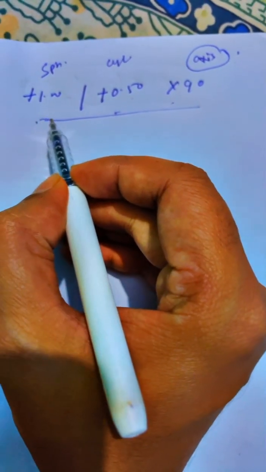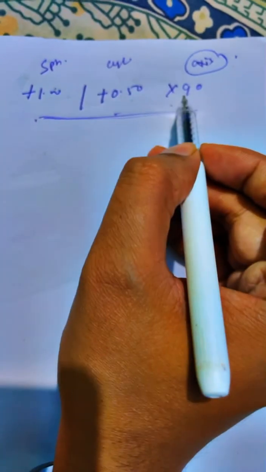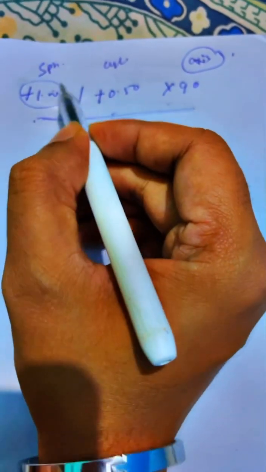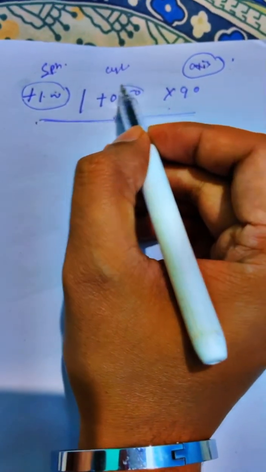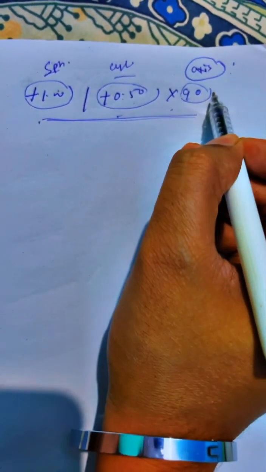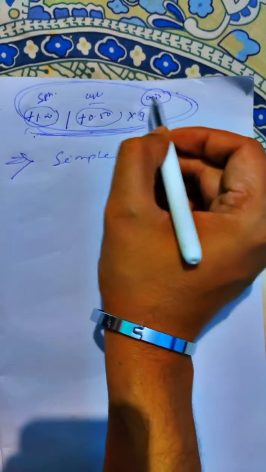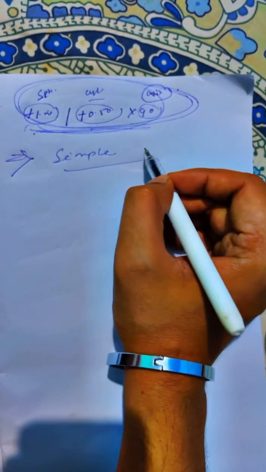Hello friends, today we'll discuss simple transposition and optic cross. If you get a spectacle prescription like this, plus 1 with plus 0.5 at 90, here the plus 1 is your spherical power and the plus 0.50 is your cylindrical power. This one is the cylindrical axis. Okay.